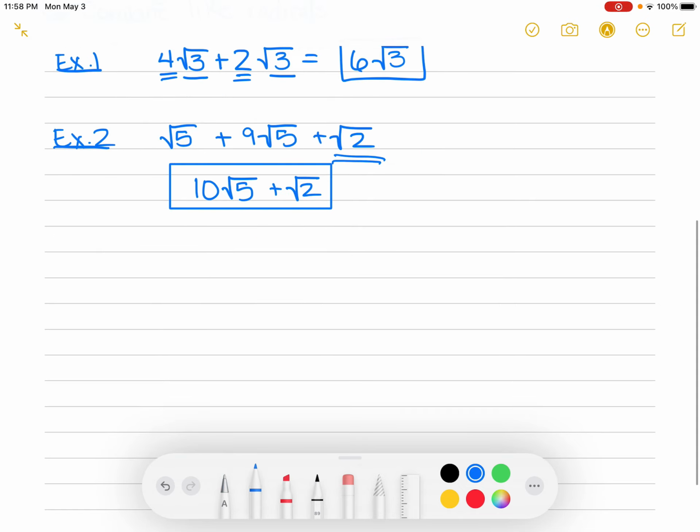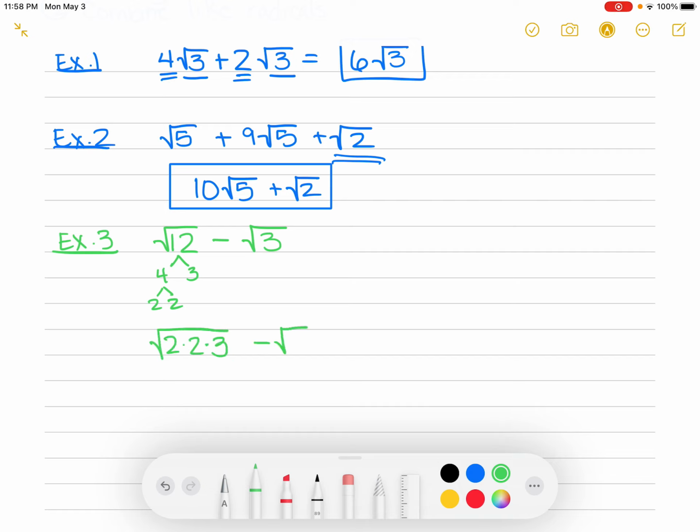Okay, let's go on to example 3. I'm going to show you one where, so far, we haven't had to simplify any of the radicals, but on this one we are. So the square root of 12 minus the square root of 3. 3 is a prime number, so I cannot simplify that one. But 12 I can, because this is 4 and 3, and 2 and 2. So remember how we did these last time when we were simplifying. Okay, I'm just bringing down this one so I don't forget about it.